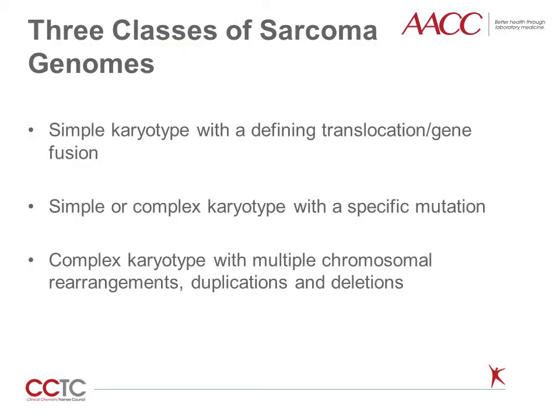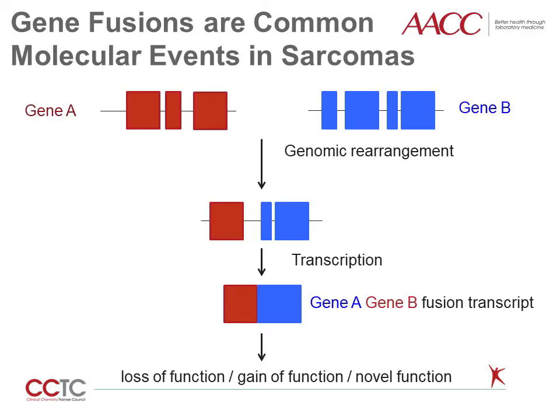Sarcoma genomes fall into one of three classes: those with a simple karyotype with a defining translocation or gene fusion, those with a simple or complex karyotype with a specific mutation, and those with a complex karyotype with multiple chromosomal rearrangements, duplications, and deletions. Gene fusions are common molecular events in sarcomas. As a result of some sort of genomic rearrangement, two genes are juxtaposed together. They're then transcribed as one chimeric product, creating a fusion transcript. Gene fusions can result in a loss of function of one or both partners, a gain of function of one partner, or a completely novel function.